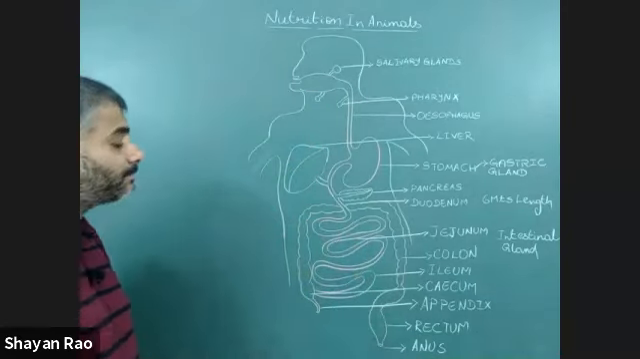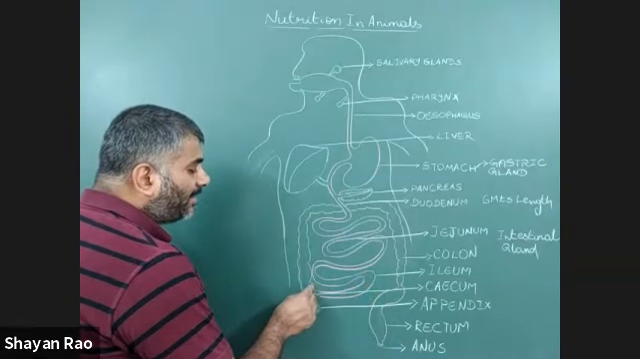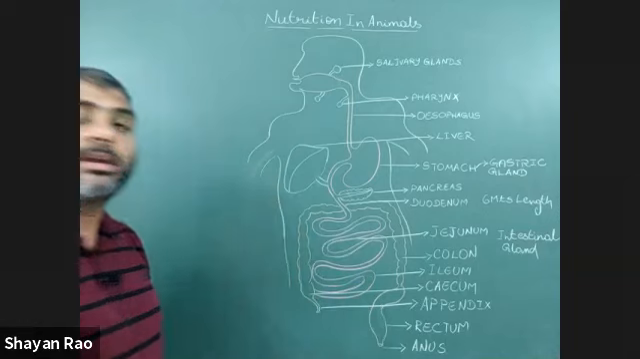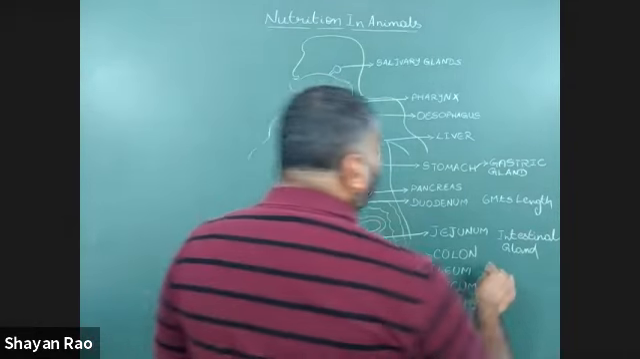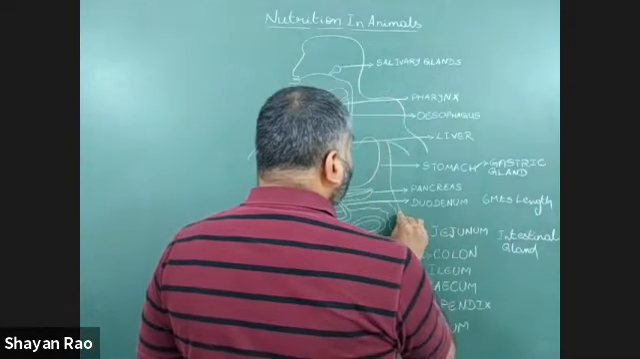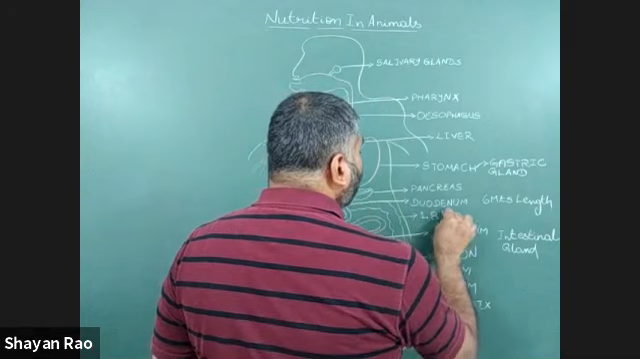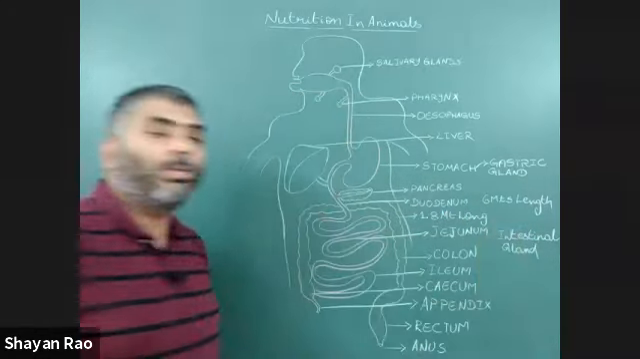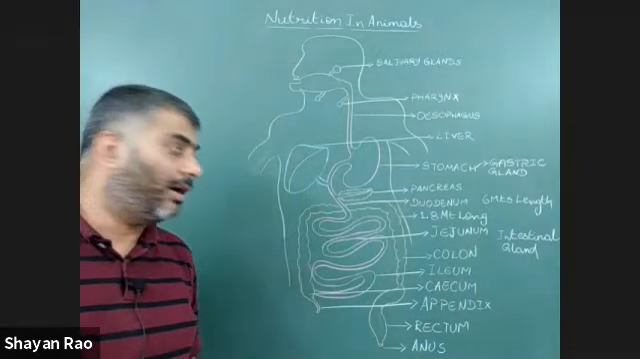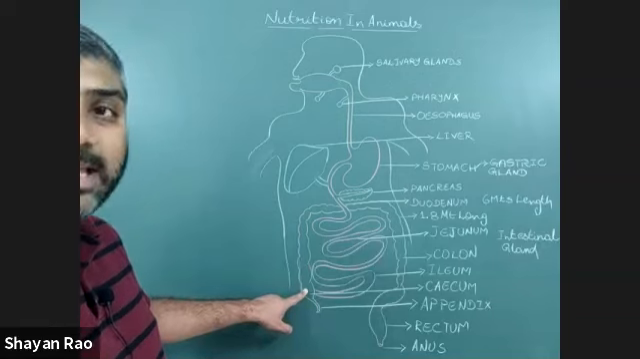Okay, and then you see here the ileum. The ileum is connected to the large intestine. The large intestine is approximately 1.8 meters long, and it is classified into the first part called the cecum.